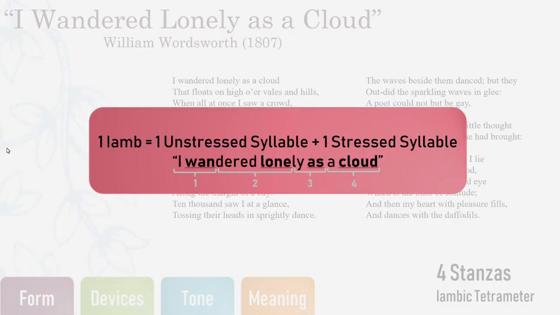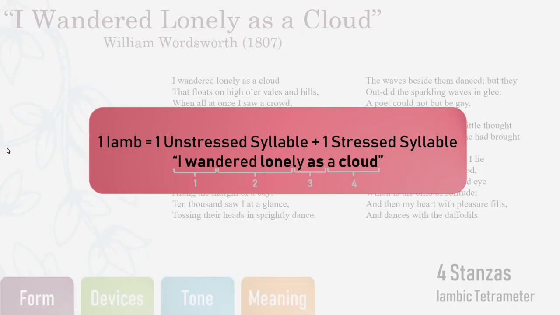So FYI, one iamb is one unstressed syllable plus one stressed syllable. And iambic tetrameter means that there are four iambs in each line of the poem. When looking at the first line of the poem, I wandered lonely as a cloud, you can see that the text that is bolded and underlined shows those stressed syllables, while the plain text is just the unstressed syllables. So if I were to read this exaggerating the stressed syllables, it would sound like this. I wandered lonely as a cloud. It sounds kind of silly, but it shows that there are four iambs in each line of the poem.